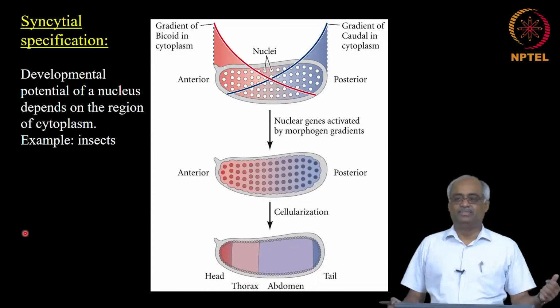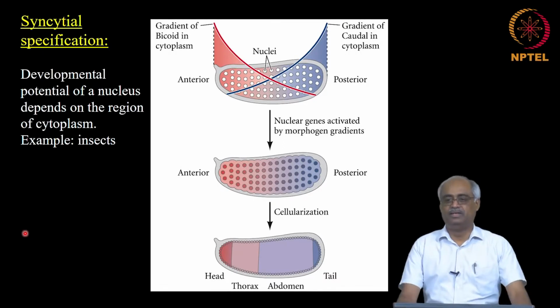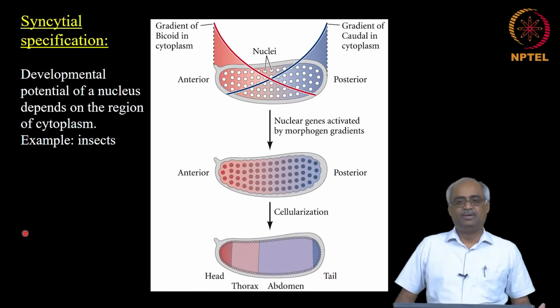All right, let us get started. In the last class, remember we were discussing different kinds of specifications. Autonomous specification leads to what kind of development? Conditional, regulative. Okay, and then the last one we discussed was the syncytial specification.